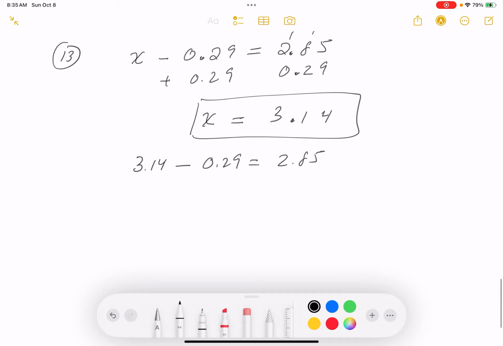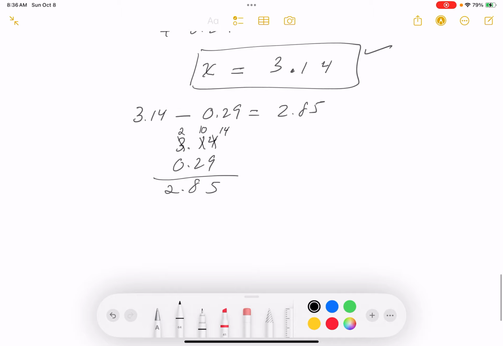Let's just check it. And to do that, most students have to line that up. Nothing wrong with that. You really can't take 9 from 4, so you borrow it. That becomes a 0. This becomes a 14. 9 from 14 is 5. Well, I got to borrow from the 3 now. This becomes a 2. That becomes 10. 2 from 10 is 8, and you get 2. It does check out nicely. Let's go to 14.